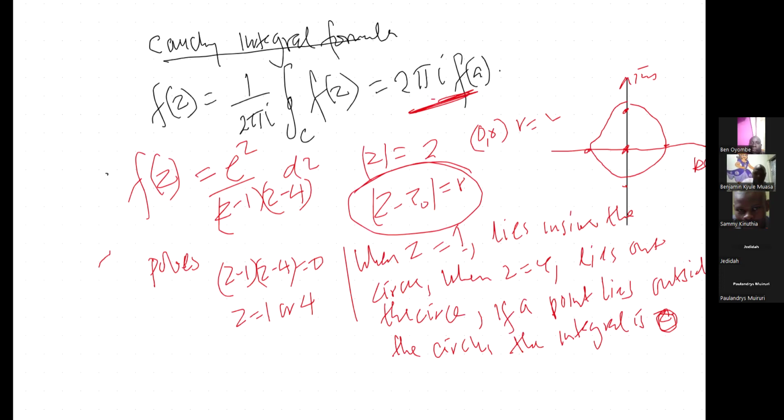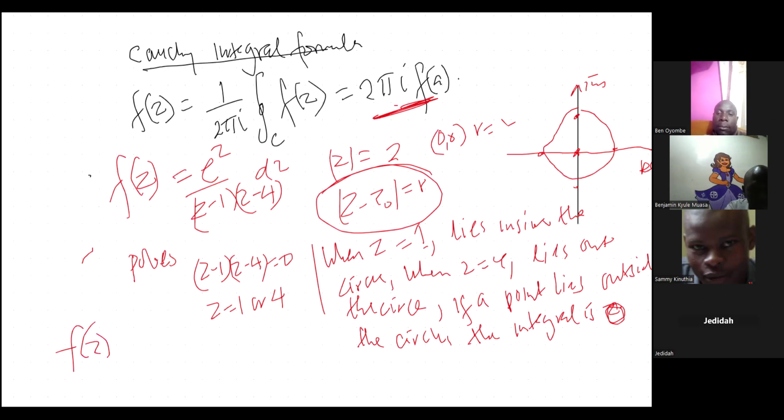Now I want to show you the other way of doing it. So you see that z equals 1 lies inside the circle. So this is what you're going to have. And because this is a simple pole, it will be very easy. So you can just do it like this. f(z) will be equal to, now, let me use another color.